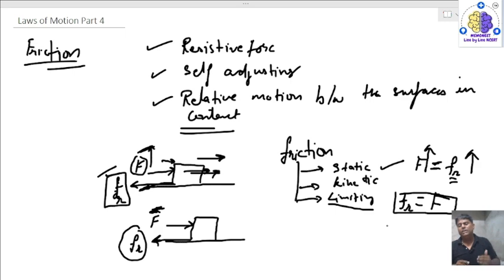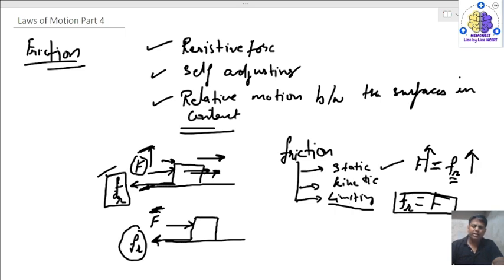Limiting frictional force is the minimum amount of external force required to move the block in the direction of the force, right? Now we have kinetic friction force.